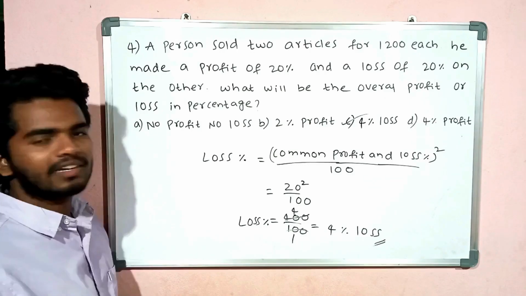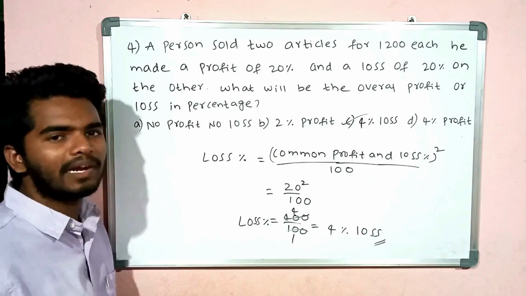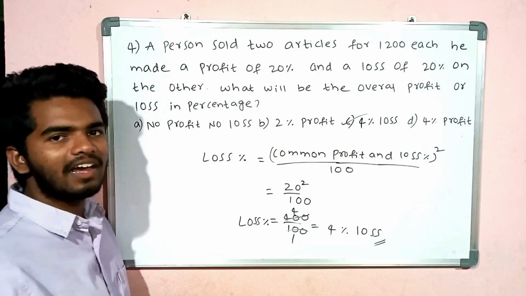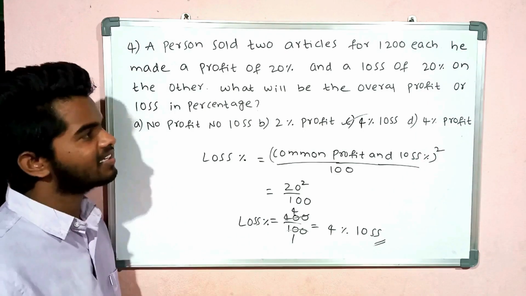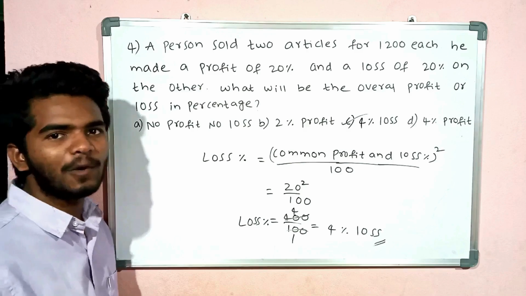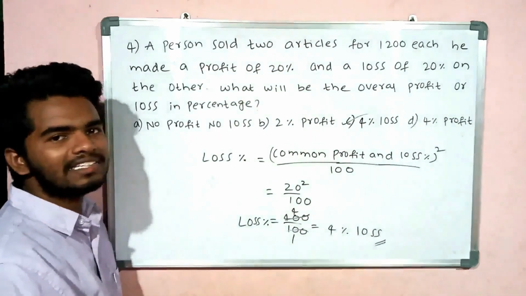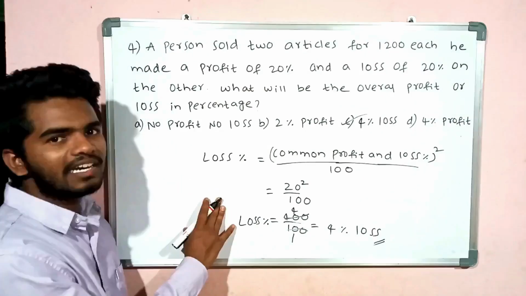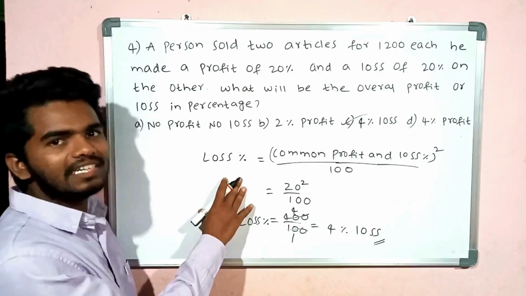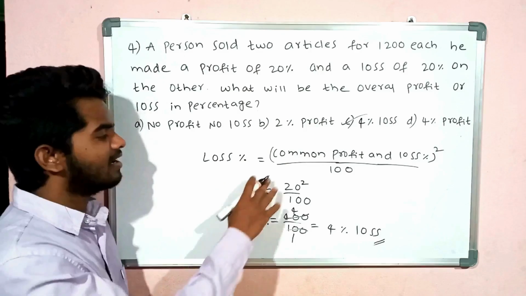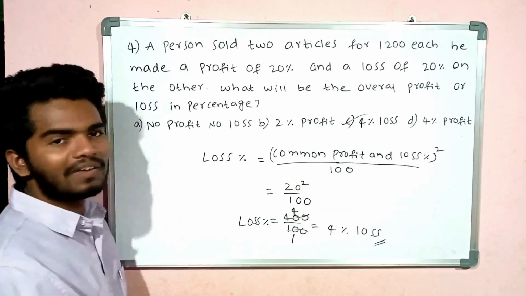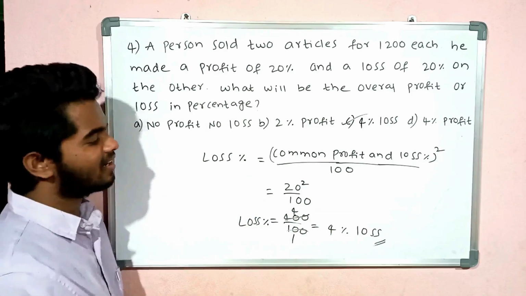In the previous question, the cost price of the 2 articles is the same. One is 10% profit and the other is 10% loss. So overall transaction is no profit, no loss. And in this question, the selling price of the 2 articles is the same. Overall transaction is loss percent. Loss percent equal to common profit and loss percent whole square by 100.